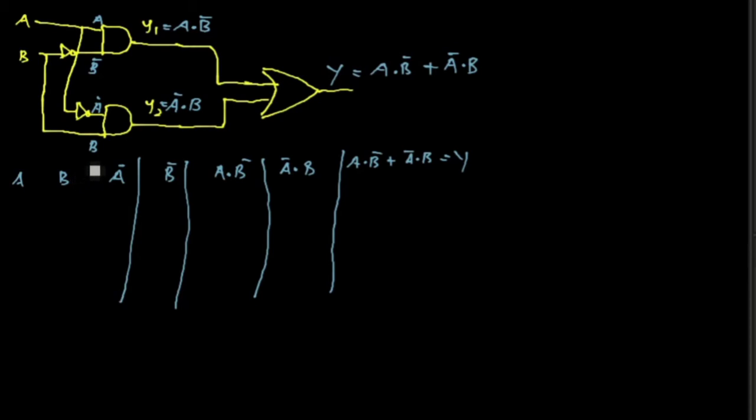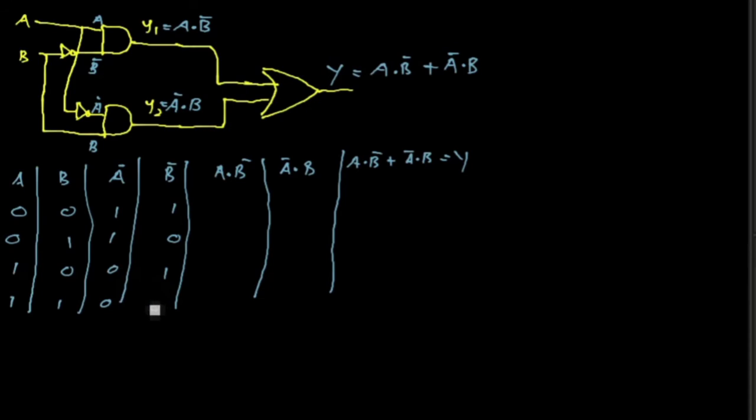Again, sorry for the bad drawing. Okay, now suppose A is 0, B is 0, A complement and B complement are 1. Then A is 0, B is 1, then A complement is 1, B complement is 0. When A is 1, B is 0, A complement will be 0 and B complement will be 1. When both are 1, the corresponding complements are 0.